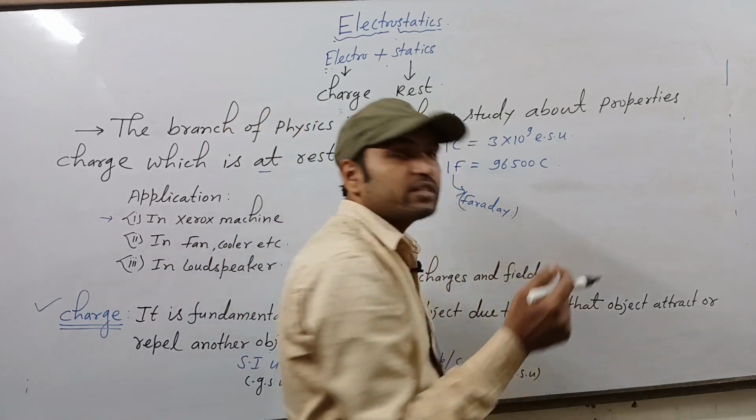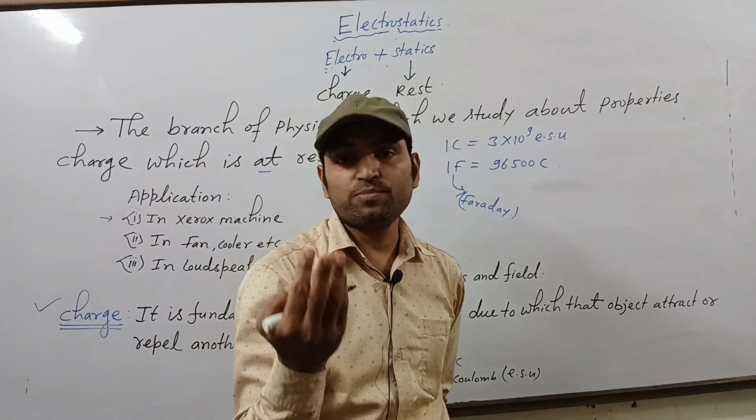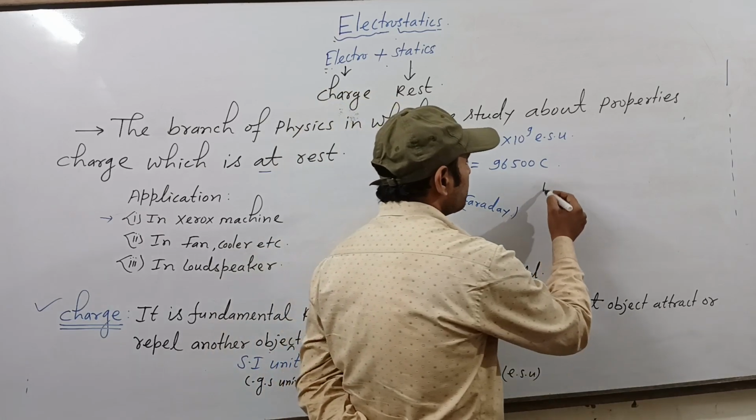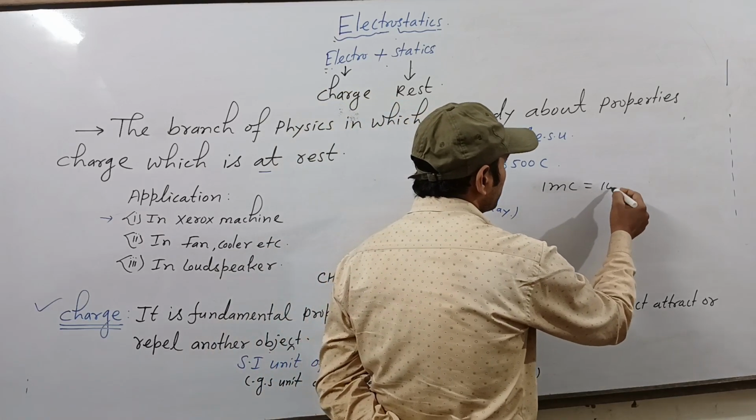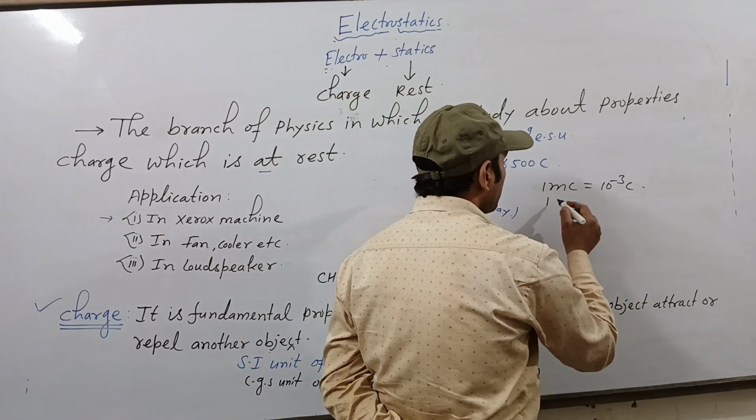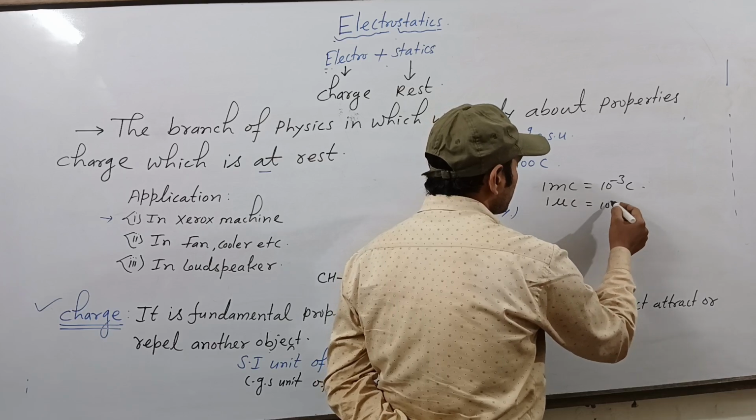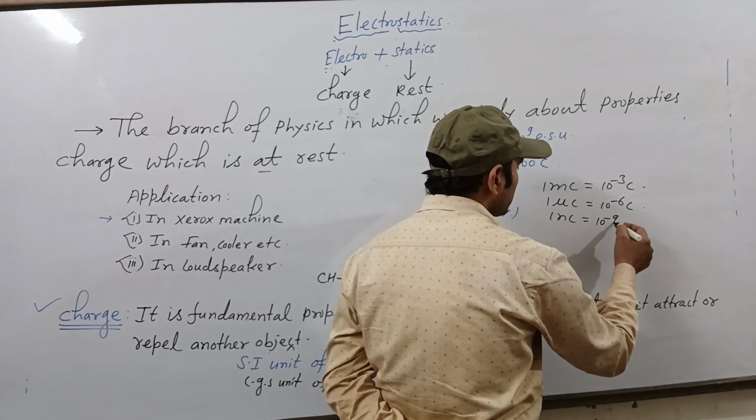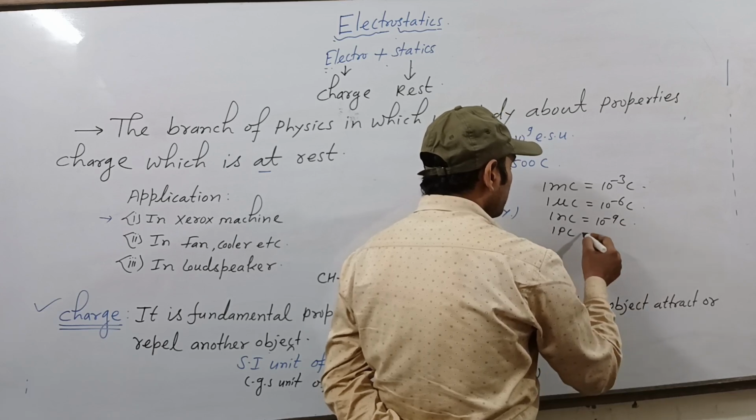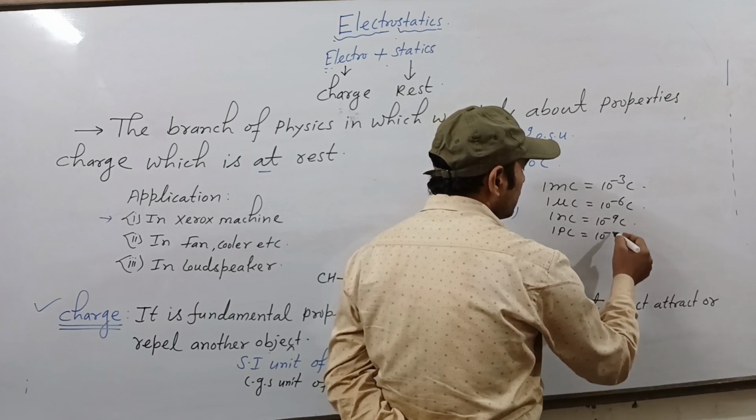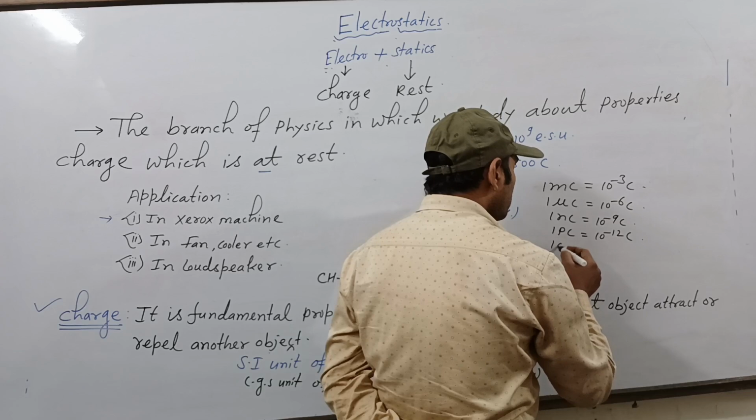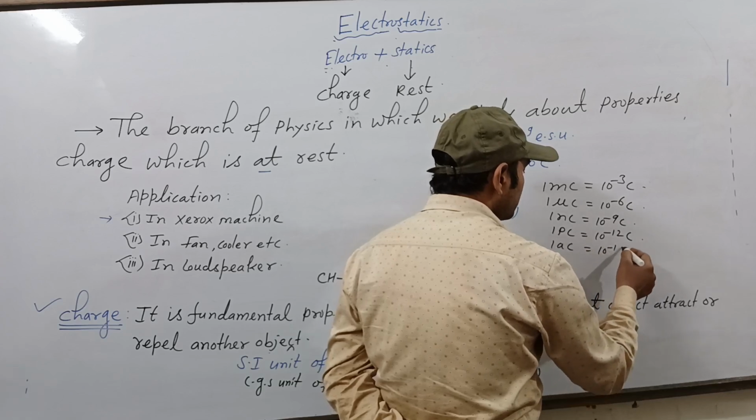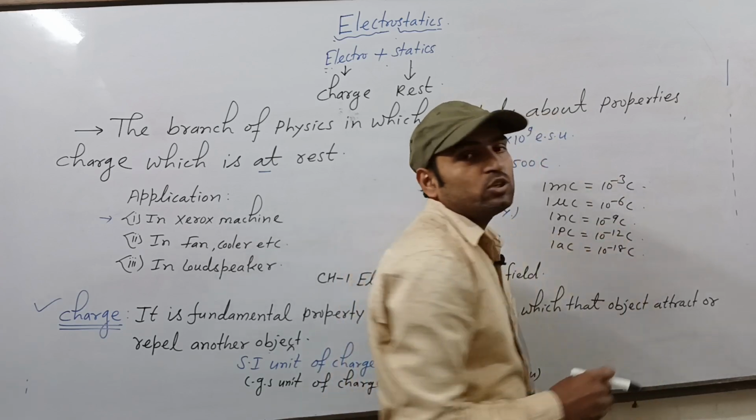We can write the charge in terms of prefixes. 1 millicoulomb equals 10 to the power minus 3 coulomb, 1 microcoulomb equals 10 to the power minus 6 coulomb, 1 nanocoulomb equals 10 to the power minus 9 coulomb, 1 picocoulomb equals 10 to the power minus 12 coulomb, 1 attocoulomb equals 10 to the power minus 18 coulomb. These were the units of charge.